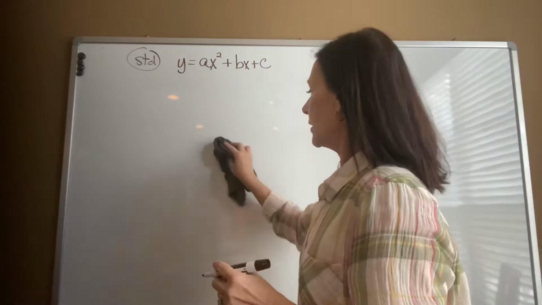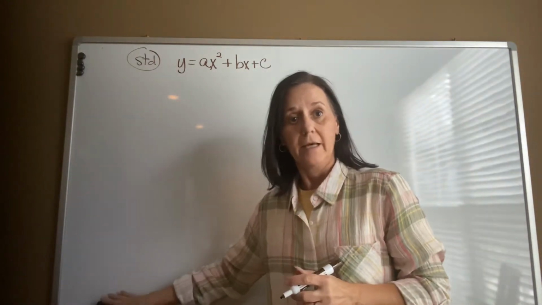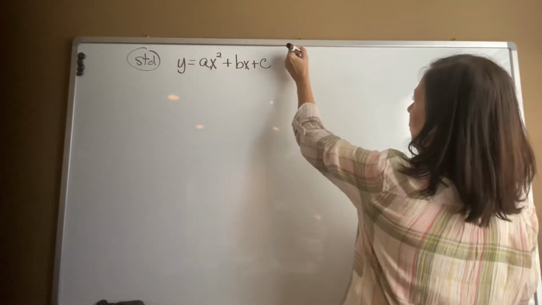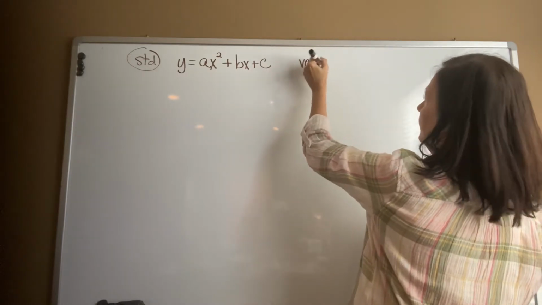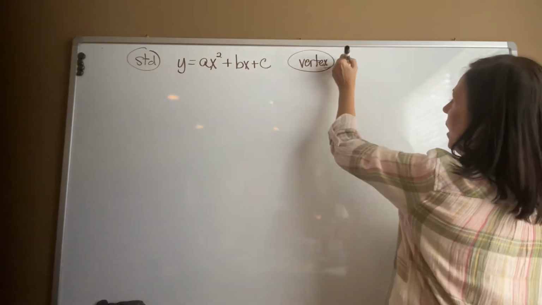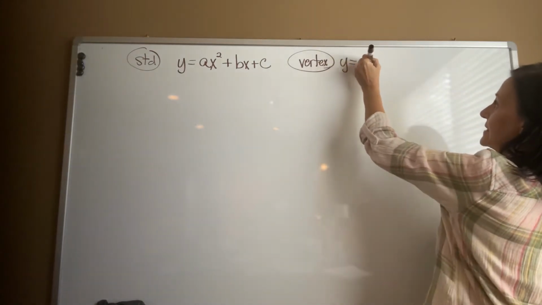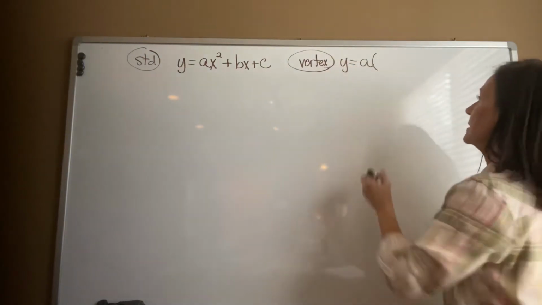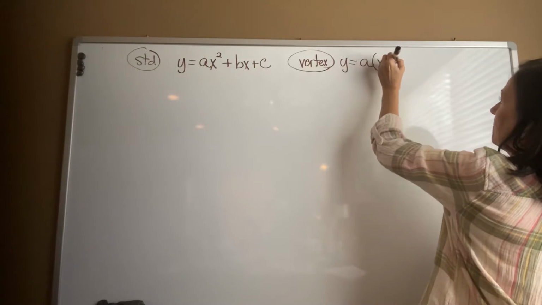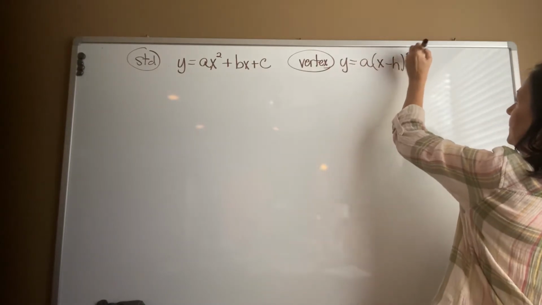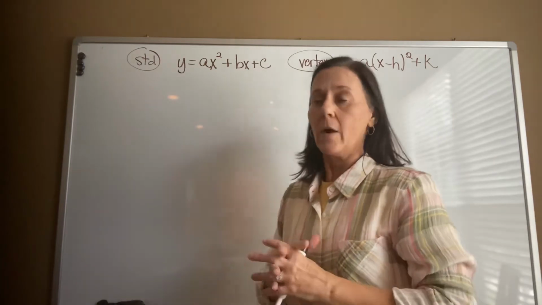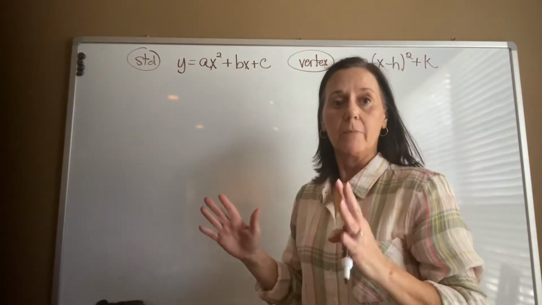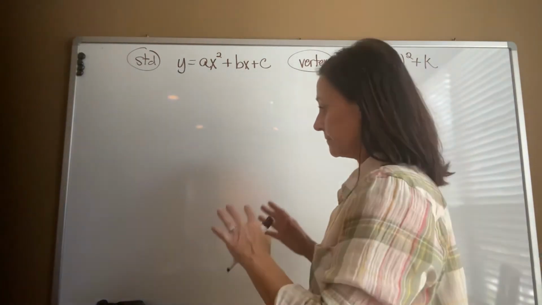We're going to also look at another format. It's called the vertex form. The vertex form of the equation is y equals a, outside the parentheses, x minus h squared plus k. All right, now looking at these equations, I want us to note some important things about this.